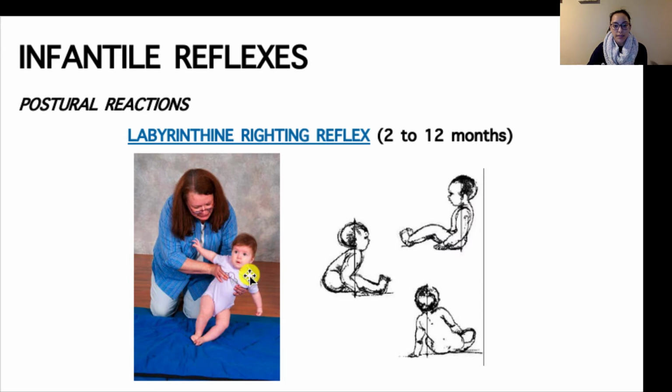So this is an example of what the labyrinthine righting reflex would look like. Again, they're in a supported upright position, and then when you tilt them off vertical, the head tilts in the opposite direction.